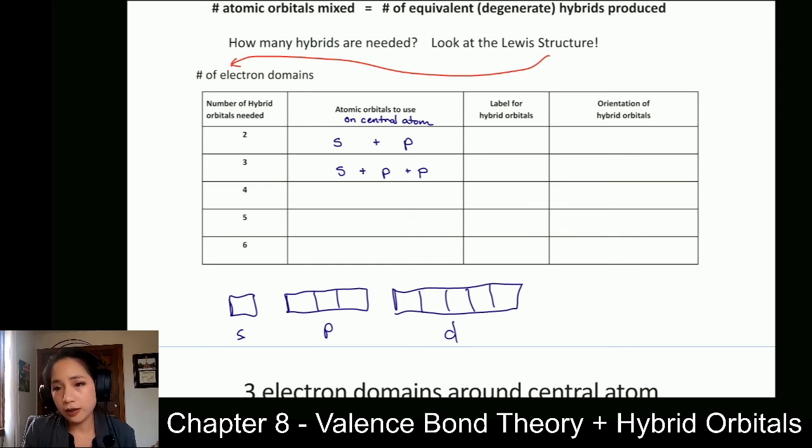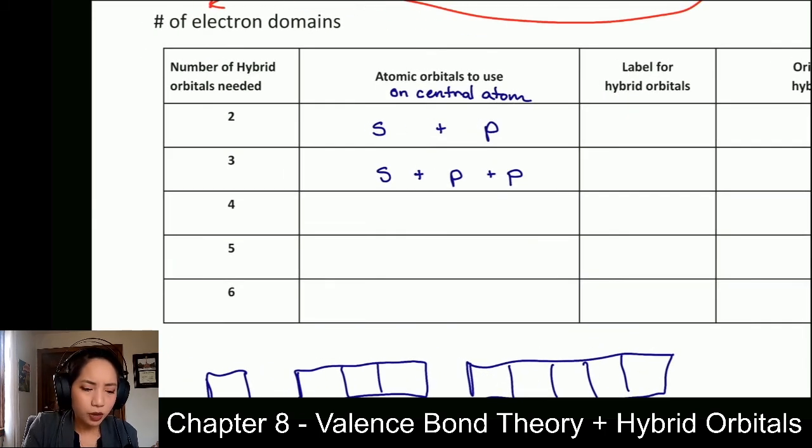If you have 5 hybrid orbitals, you count 1, 2, 3, 4, 5. So you have 1 s, 3 p atomic orbitals, and 1 d atomic orbital. So that's the thought process there. So we can just go through this, depending on the number of hybrid orbitals needed, or your number of electron domains. So for our first example, this is beryllium chloride.